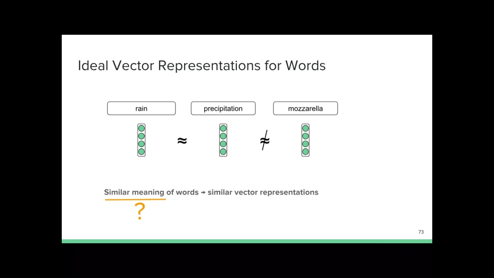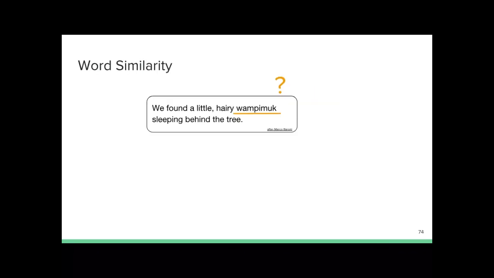That's not the case for one-hot vectors. One way to do this is to think a bit about the notion of word similarity and what it means. When you look at that, does anybody know what a wampumuk is? Or can you imagine what it is when you look at it? What kind of thing it is?